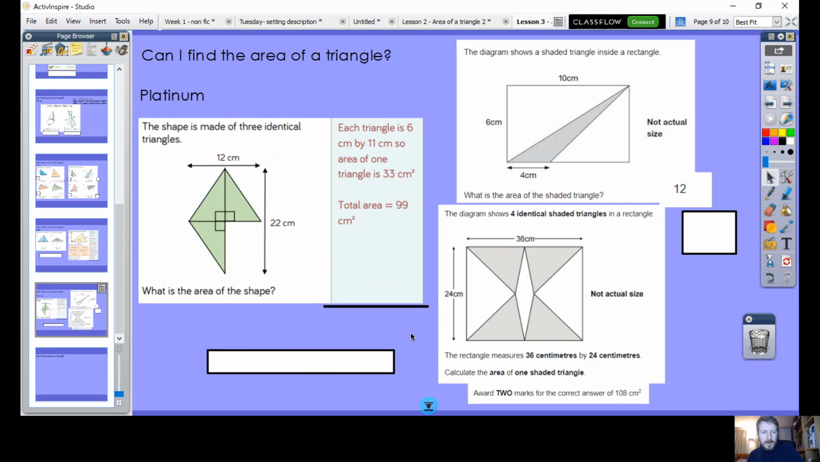So that's the end of finding area of a triangle for a while. It's something we may come back to, but we're going to carry on with area. In the next lesson, we'll be looking at the area of, I think, a parallelogram. So it's something to look forward to in the next lesson. Well done.